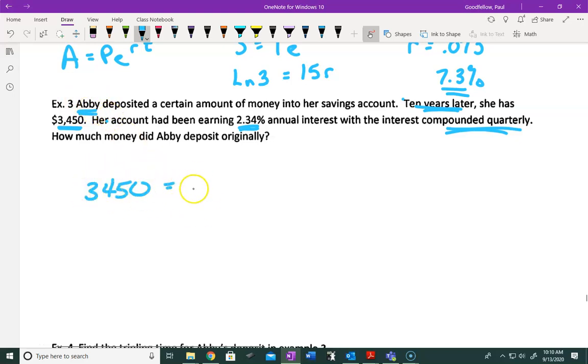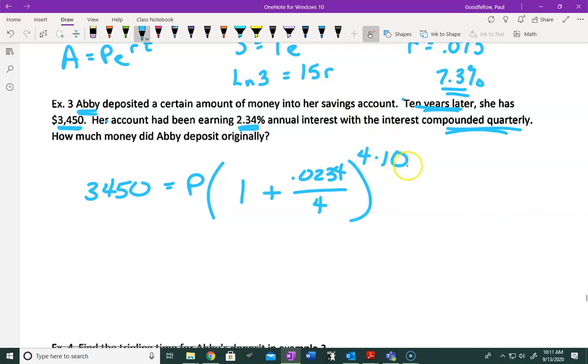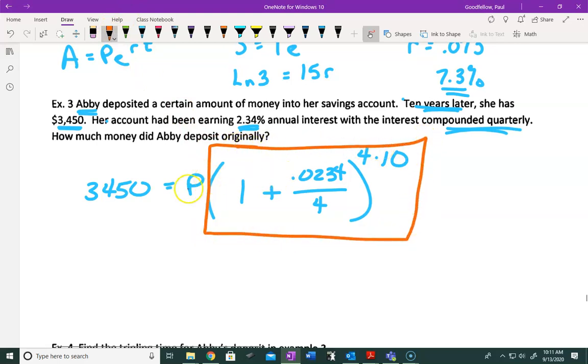$3,450 is the last deal. The principal that she's got in there is what she's trying to find. 1 plus the rate, which is 0.0234, divided by 4, because it's quarterly, raised to the 4 times the time, in this case 10 years. Now, the part I want to point out in a lot of these kinds of questions, especially solving for the principal, is that the principal is basically attached to this entire thing by multiplication. And if you could find out what this number is, it would ultimately just divide into 3,450.